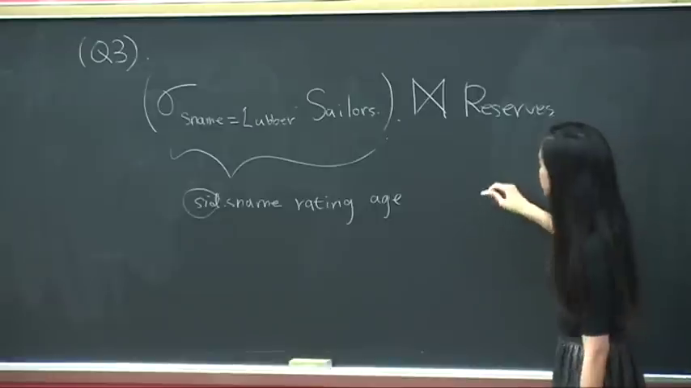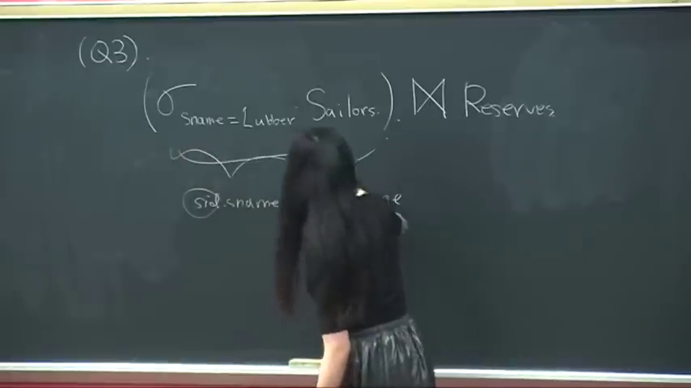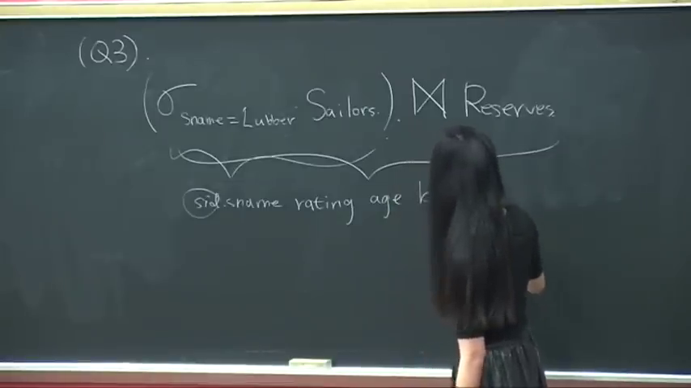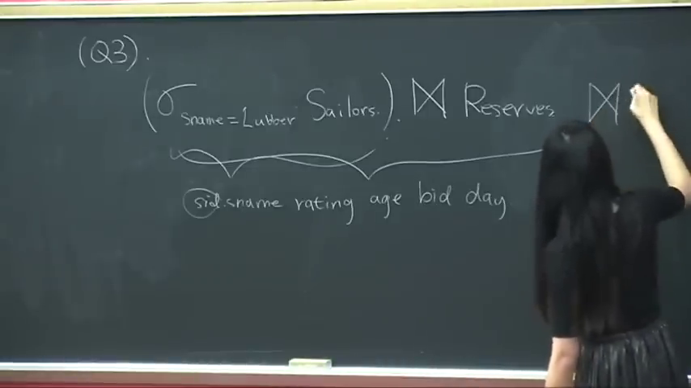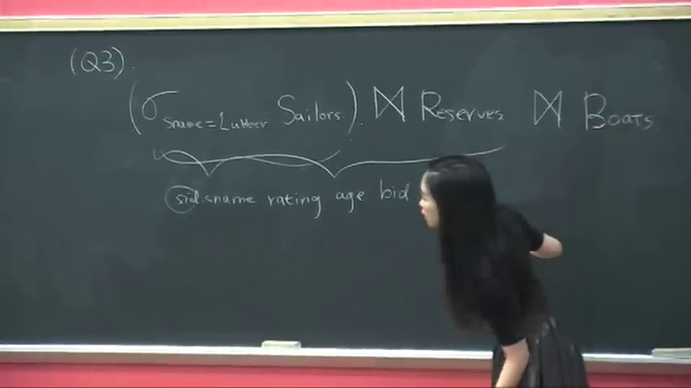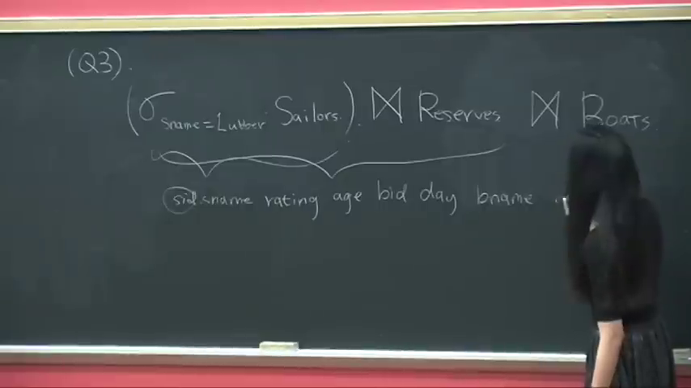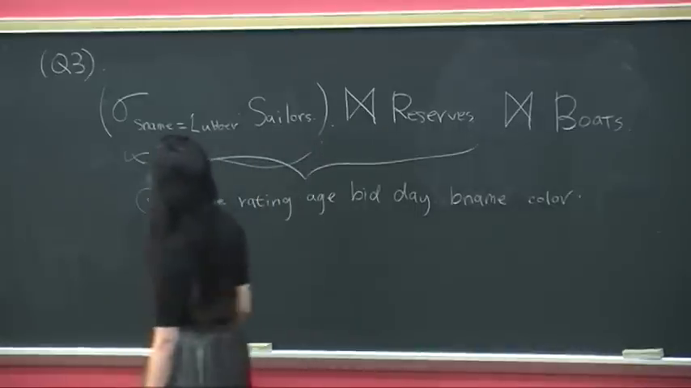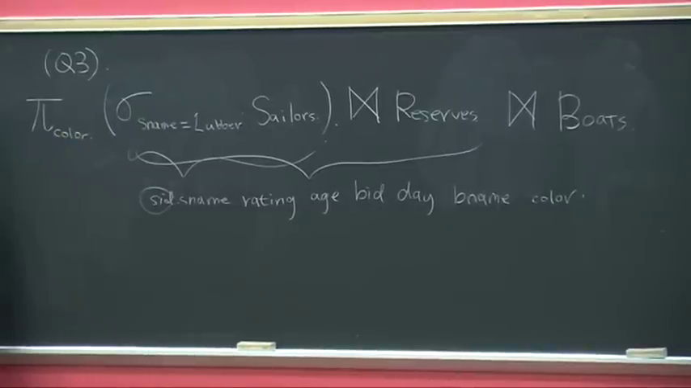Okay. So if we join with reserves, then the whole schema is going to get even crazier. You will get the BID and day, right? So let's not think about optimizing it yet. Then joining with boats gets even bigger. Now we have color, sname, and color. So color is what we want, and it's right there. Projection on color. Make sense?